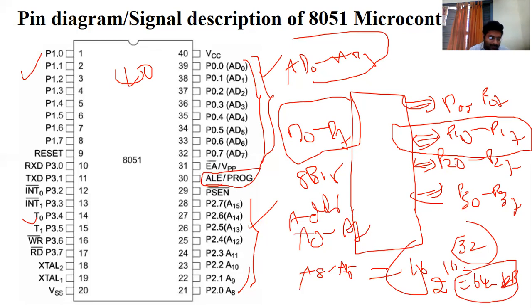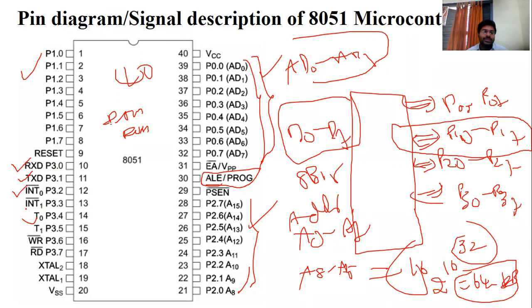The input-output devices we are going to connect are nothing but external memory devices, remember. But inbuilt, it has RAM and ROM memory. Then port 3 has receive lines and transmission lines. We use these lines to send and receive information for serial data transmission purposes.